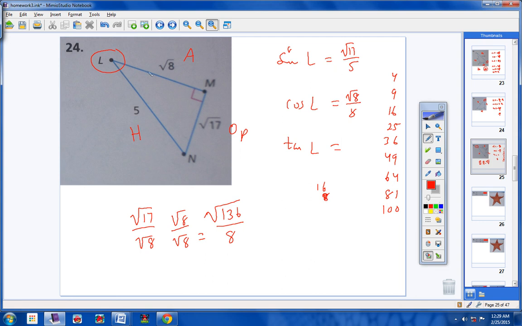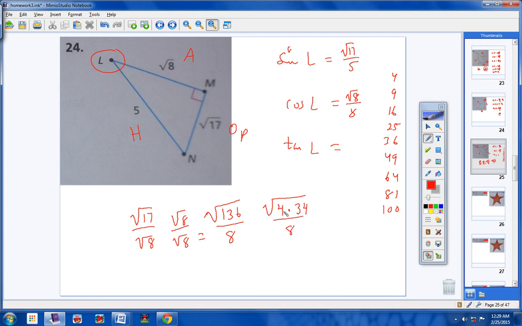No, I don't think so. But 4 would go into 136. So, students, we have to break this radical down, okay? I mean, you've got to simplify your radicals. And 4 goes into 136, 34 times, okay? So 4 times 34 is 136.